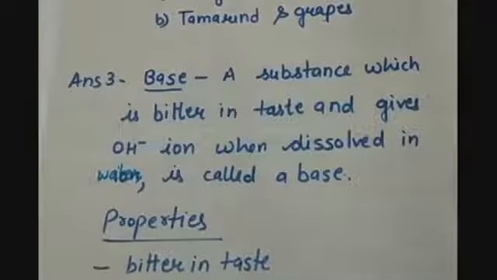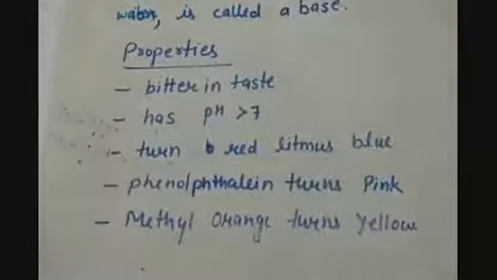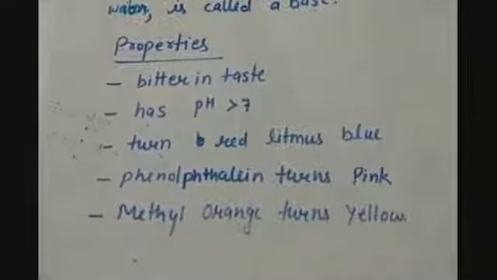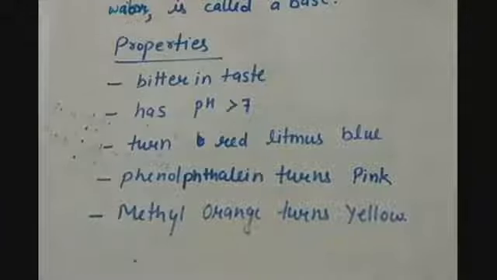A base is a substance which is bitter in taste and gives hydroxide ions or OH- ions when dissolved in water. The properties of bases are that they are bitter in taste, have a pH value greater than 7, turn red litmus blue and have no effect on blue litmus paper. They turn phenolphthalein indicator pink, which is colorless in its original state. Methyl orange turns yellow in the presence of a base, and is orange in its original color.